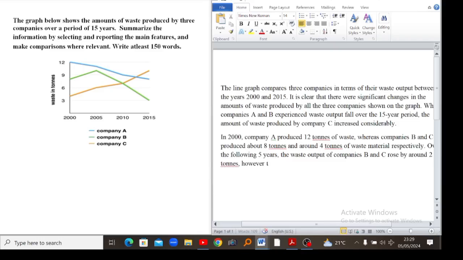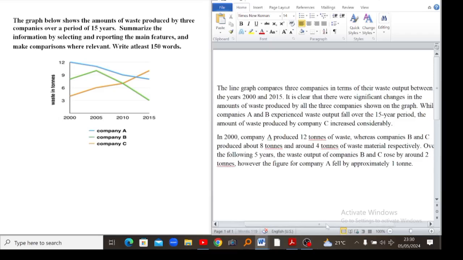However, the figure for company A fell by approximately 1 ton. So let's first go ahead to describe this statement I've mentioned.